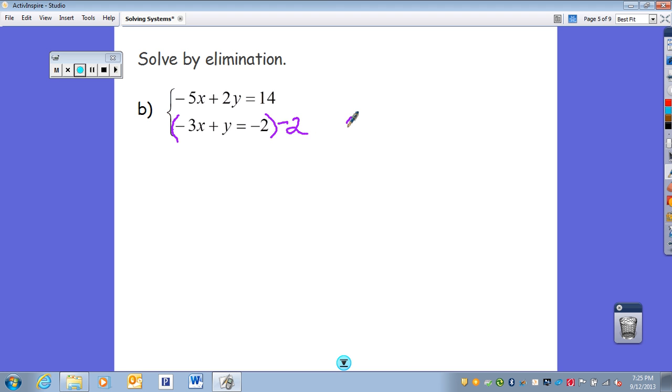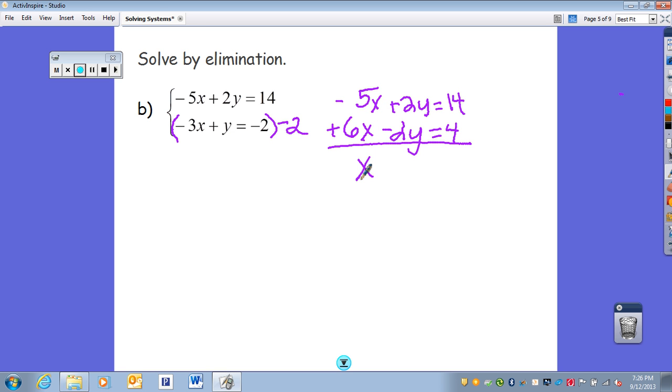When I do that, I will have, by distributing, positive 6x minus 2y is equal to 4. I'll simply rewrite my top equation on top of that, and then I will add the two equations together. The goal again is to have one equation as the result, which is in one variable. Negative 5x plus 6x is 1x, 2y and a negative 2y is 0, and 14 plus 4 is 18.